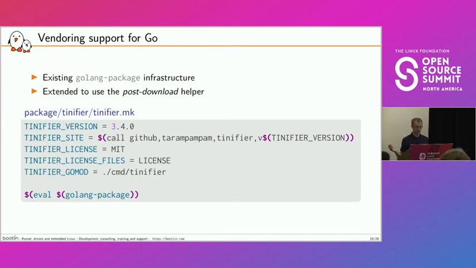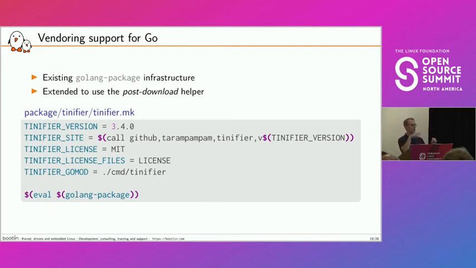Actually, in packages, it's almost invisible, right? Here is a package called TinyFire, which is implemented in Go. So it uses in Buildroot what we call the Golang package infrastructure. And we just describe where I want to download it from. So here it's from GitHub, what is its license, and the Go mod, where it is located inside the source tree. And so it's totally invisible, but what's going to happen inside that is we clone that Git repository.